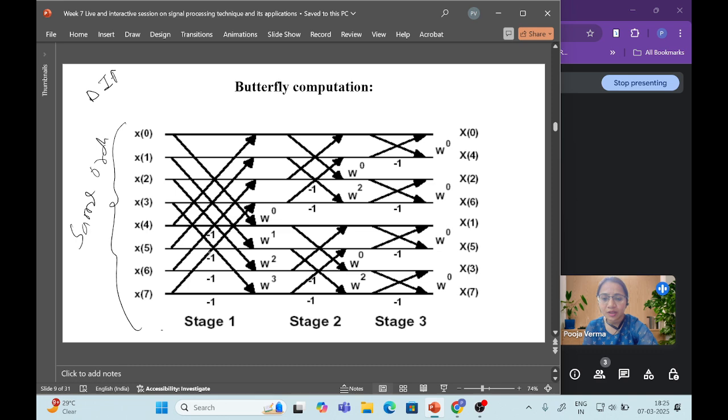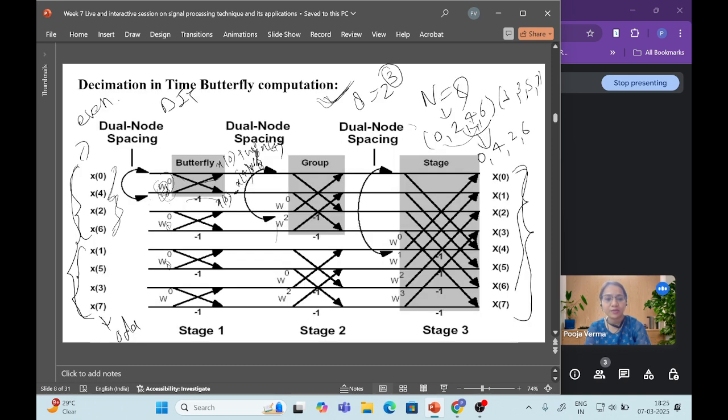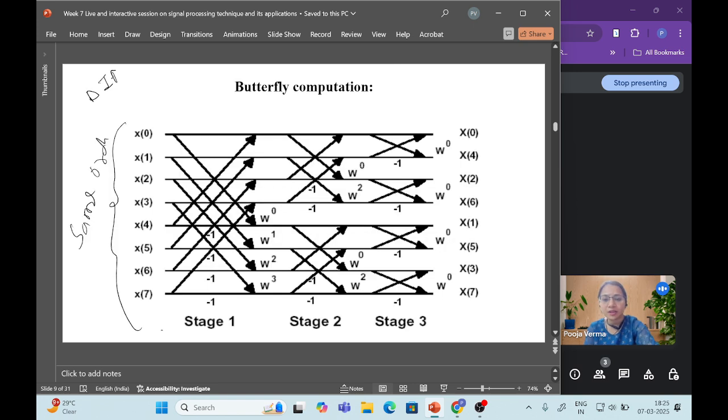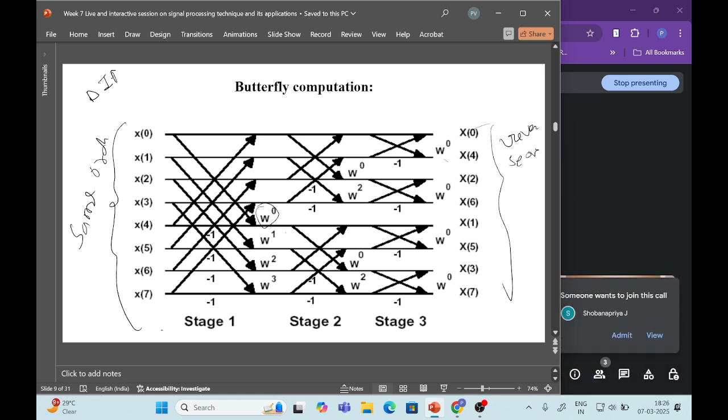Here, the butterfly diagram comes first, whereas in DIT it was at the end. The phase factor is multiplied after the calculation, after all those things, and then we simply reduce. But here the output will be in reverse order. Just remember that, and all the other things are similar.